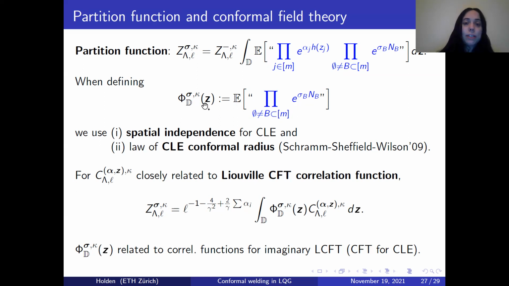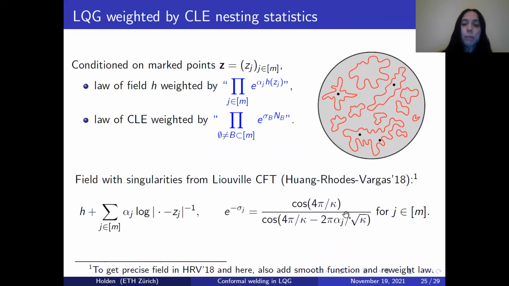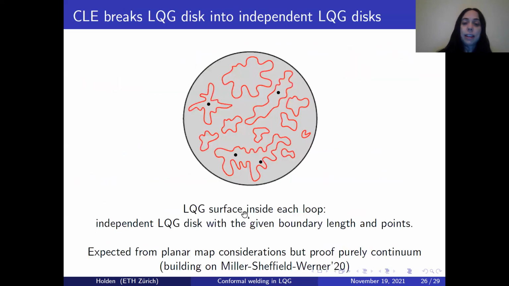When proving that this function phi is well defined, in particular we need to derive some strong spatial independence results for CLE, and we also have to use an explicit formula for the law of the CLE conformal radius, which was first derived in work of Schramm, Sheffield, and Wilson. And this exact formula for the CLE conformal radius is actually also the reason behind this explicit relationship between the parameters alpha and sigma.